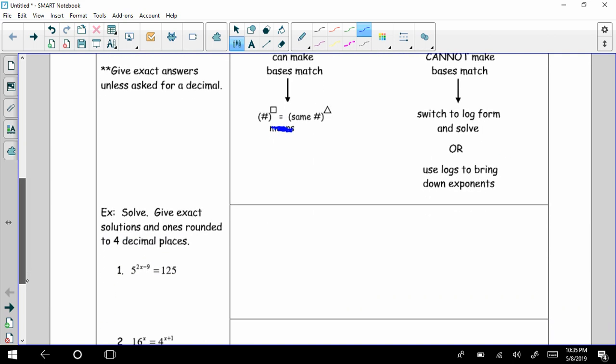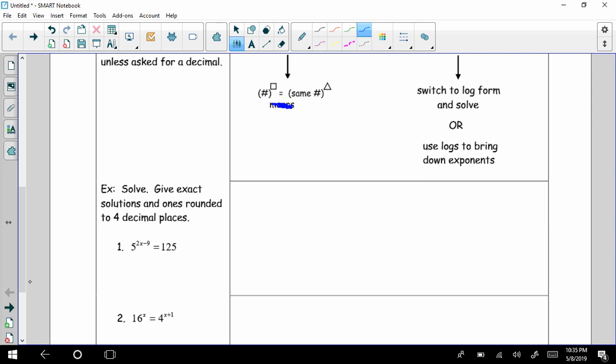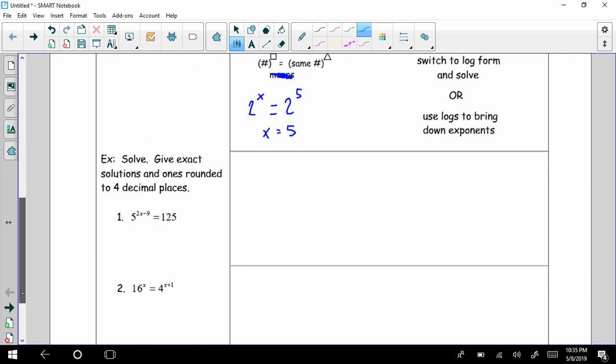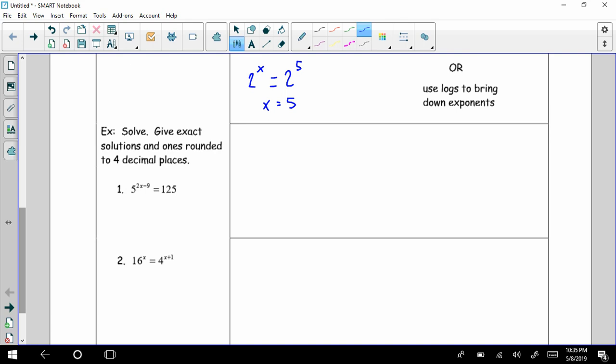So what this would look like is maybe like we did on the lesson 2 assignment, I believe, where if you have like 2 to the x power equals 2 to the 5th, then x would equal 5. A couple more examples. When you don't have these bases the same, your goal would then be to make them the same. So you look at how you can do that and if there's a relationship between the bases that you have.